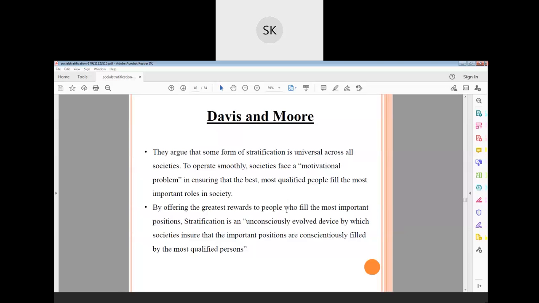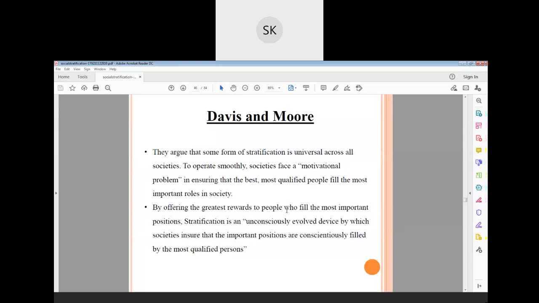This is what they are saying: if you don't have that quality, whatever educational qualification or income level you have, you are not qualified according to that level, and you will not be able to get the important roles in society. This is what they discussed. And by offering the greatest reward to people who fill the most important positions, stratification is an unconsciously evolved device by which societies ensure that the important positions are conscientiously filled by the most qualified person.